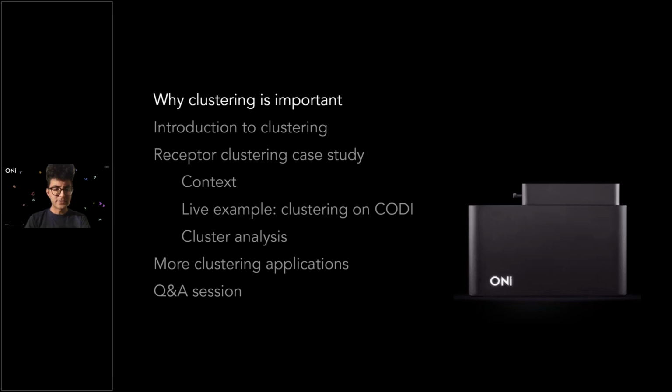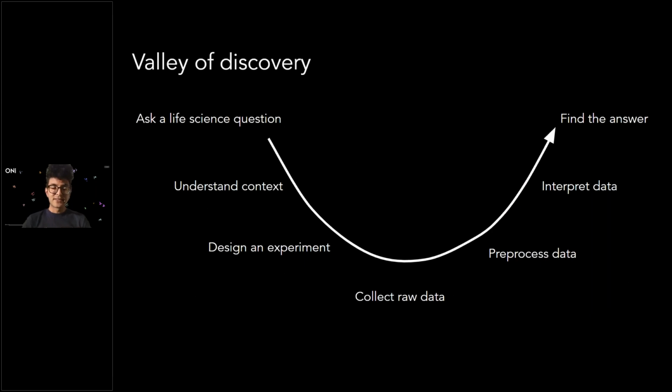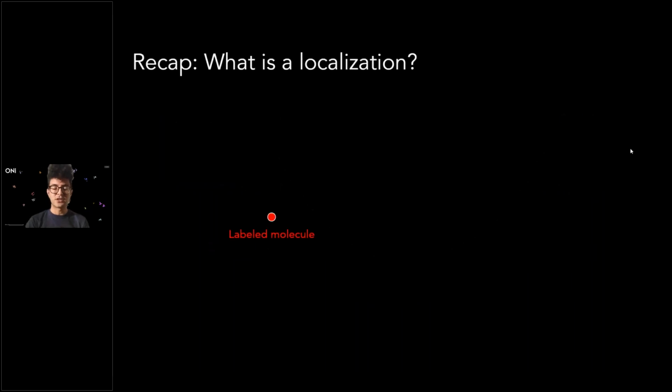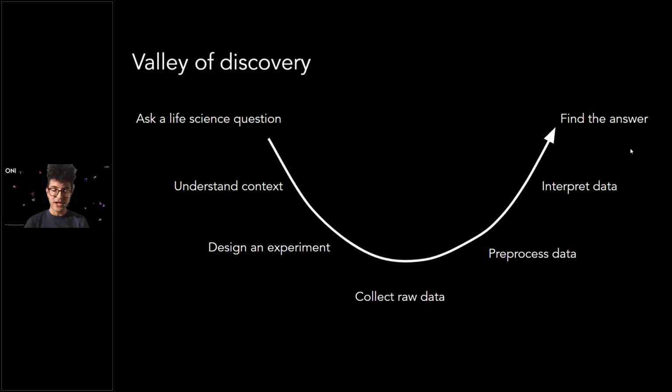So let's get started. Now, when I think about a scientist's day-to-day work, I think about this kind of valley of discovery. That means you're working through a series of steps to progress the scientific understanding of your topic. The way I think about this is you start at your biological, high level, asking some kind of life science question. You then need to understand the context around that question and design an experiment. And then when you're all the way down in the weeds, you're able to collect some raw data. And then you need to bring that raw data all the way back up to the level that you can interpret, which means you need to pre-process that data and interpret that data so that you can find the answer to the original question you had.